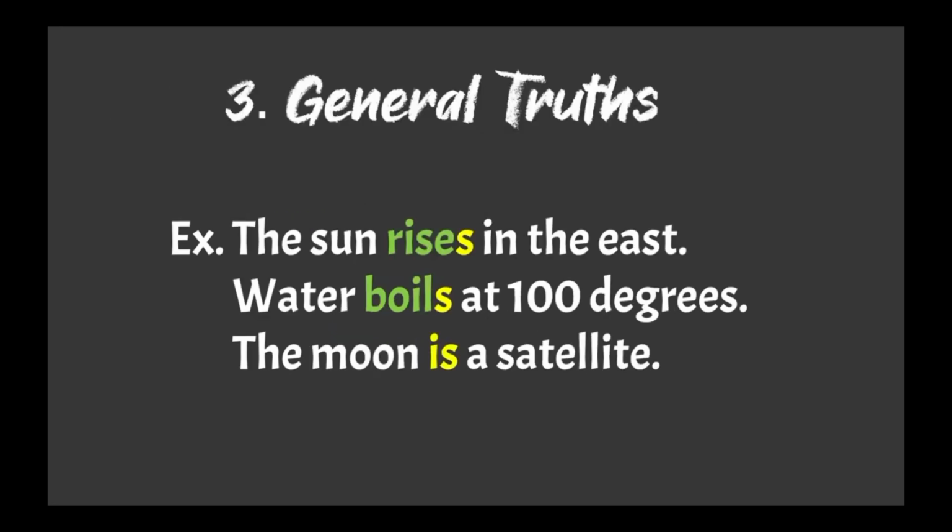Now, number 3, general truths. For example, the sun rises in the east. It doesn't rise in the west. It rises in the east. Water boils at 100 degrees. So yeah, it boils at 100 degrees. The moon is a satellite. So this is always true.